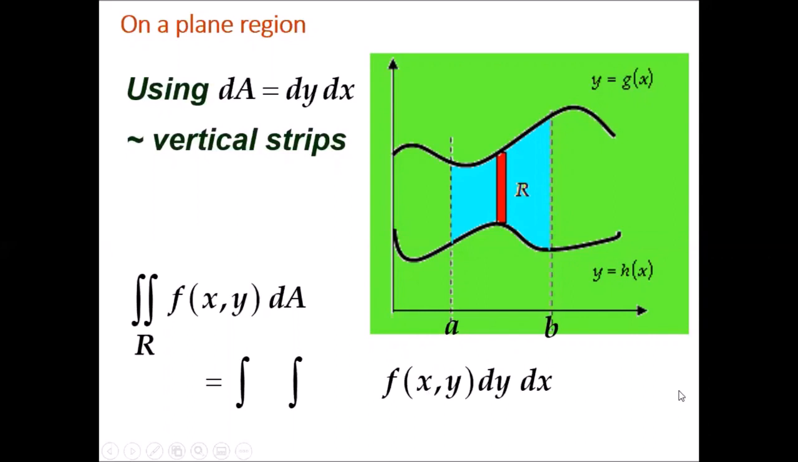where the innermost integral is bounded by the upper and lower bounds of region R in terms of the variable x, and the outer integral is bounded by the leftmost and rightmost bounds for R.